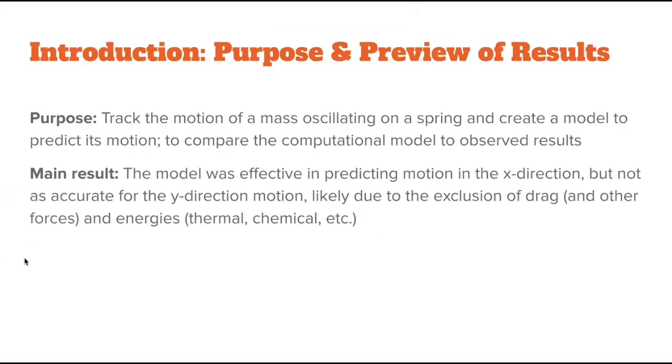So the purpose of this lab was to track the motion of a mass oscillating on a spring and to create a model to predict that motion. And then with the model, we'll compare it to the observed results. The main result of this experiment was that the model was effective in predicting motion in the x direction, but not as accurate for the y direction motion. And this is likely due to the exclusion of drag and other forces and energies like thermal and chemical energies.